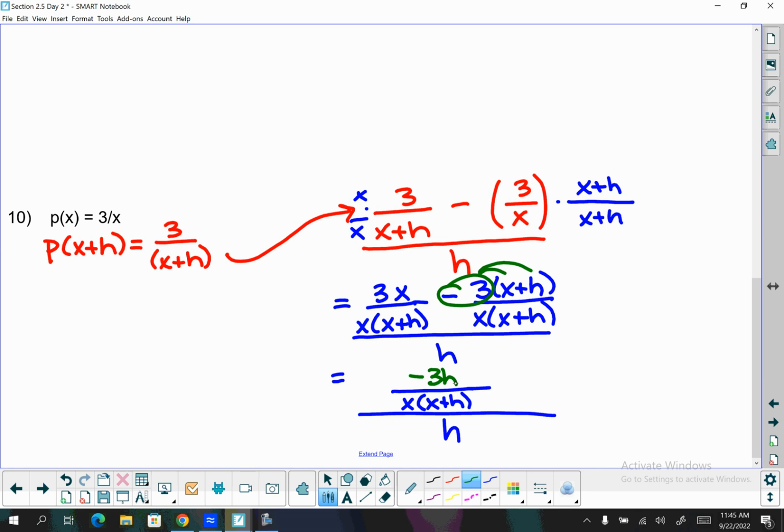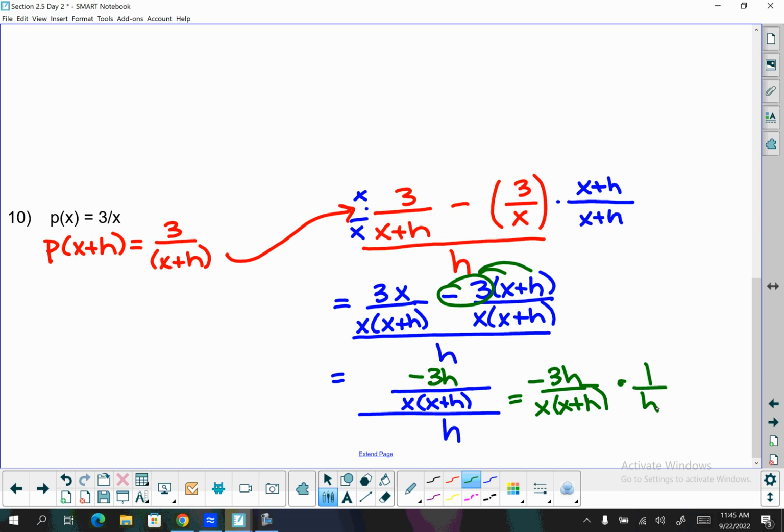Fractions divided by things are gross. So I'm going to rewrite this. I'm going to take that top fraction that I have, and instead of dividing by something, I'm going to make my life easier, and I'm going to multiply by the reciprocal. So instead of dividing by h, I can multiply by 1 over h. That's the same thing.